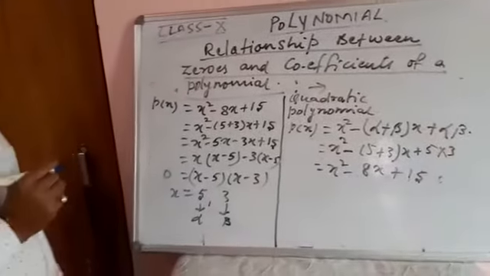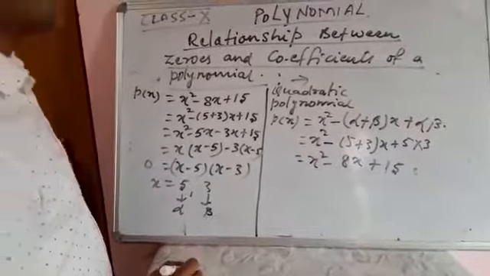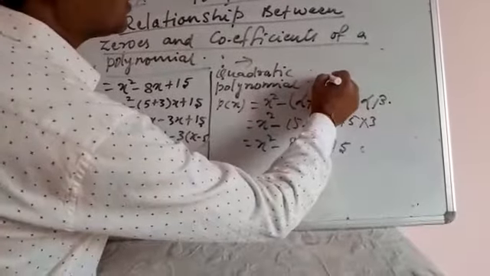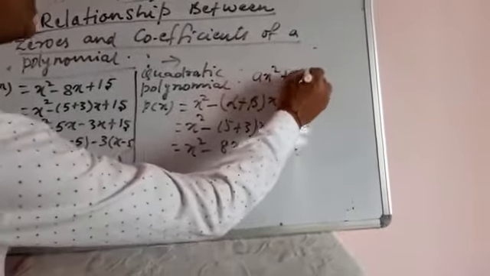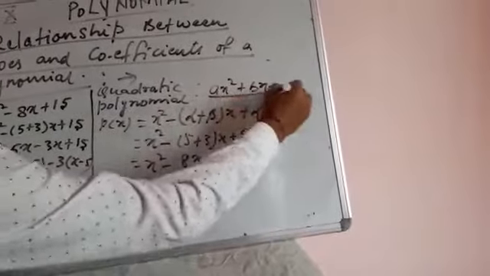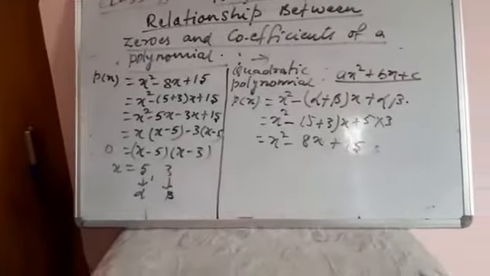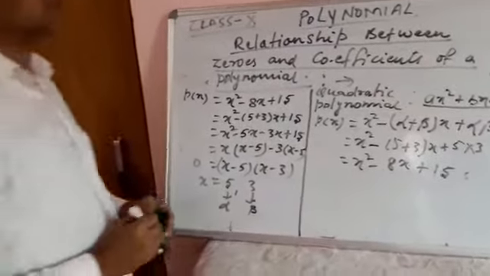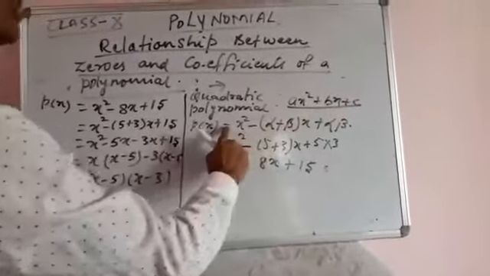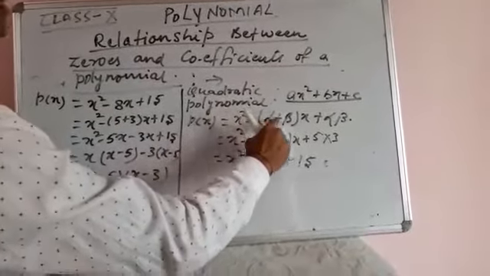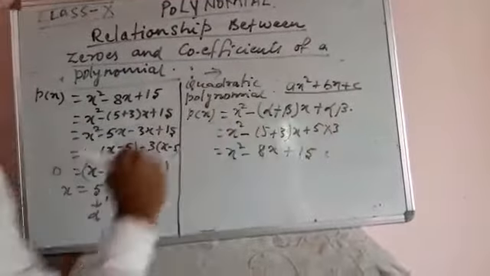So you know what is the general form of a quadratic polynomial? That is, the general form is what? ax square plus bx plus c. You need to understand here this ax square plus bx plus c. What is the composition of this quadratic polynomial? This is in fact x square minus (alpha plus beta) into x plus alpha into beta.